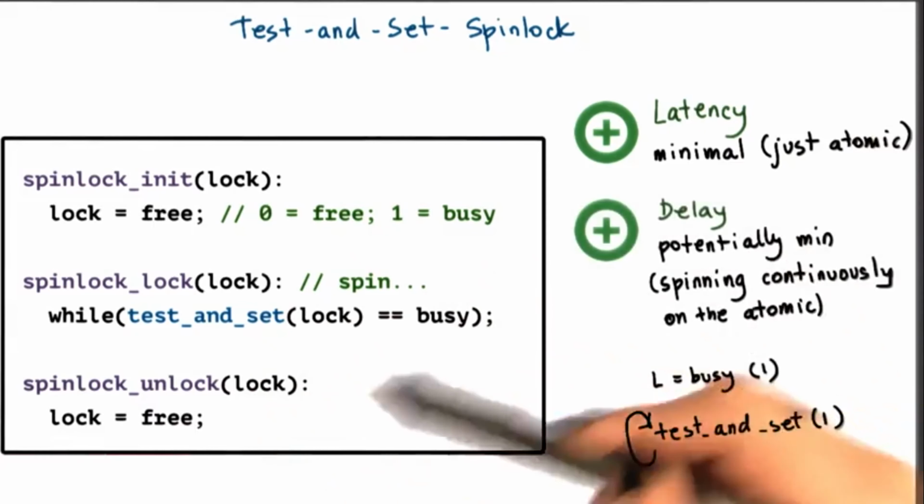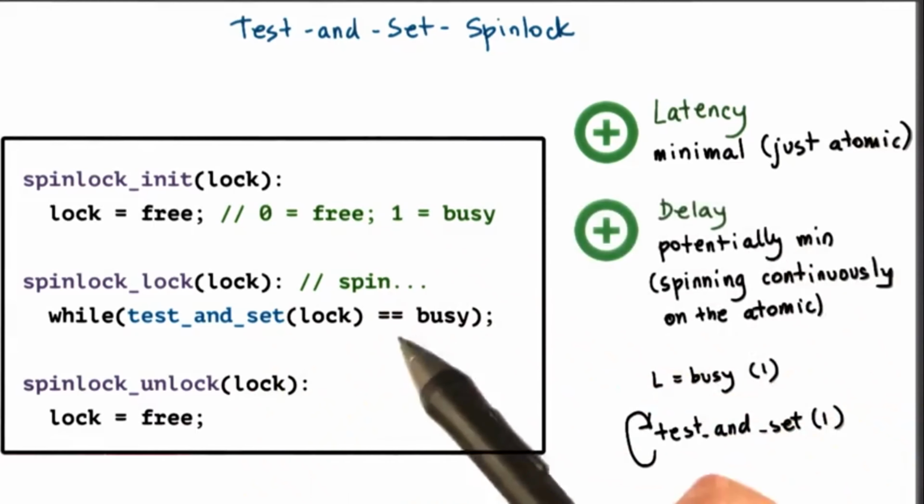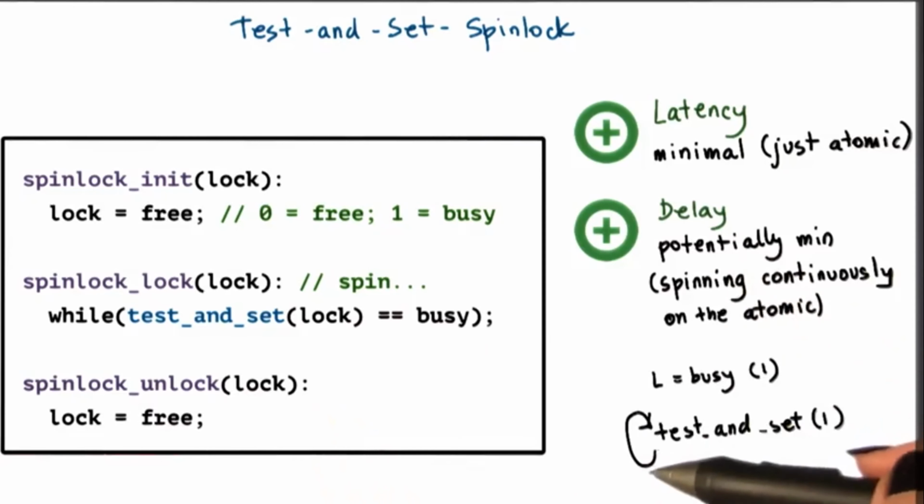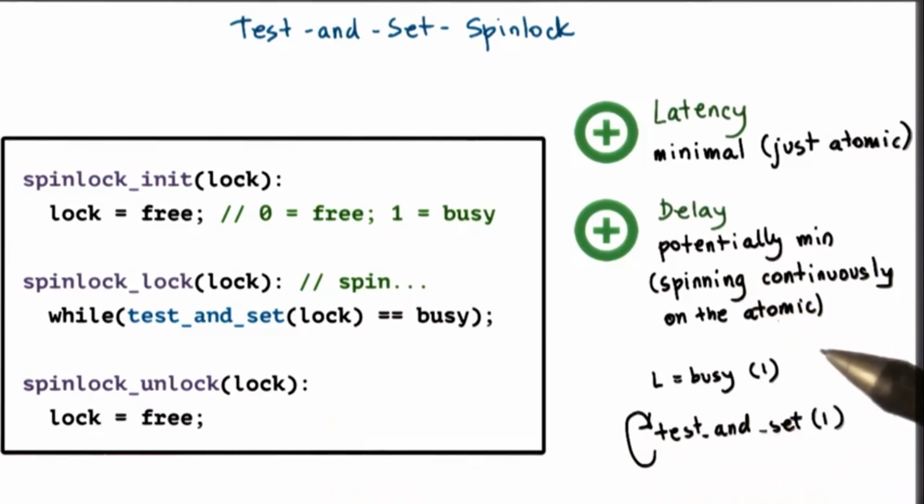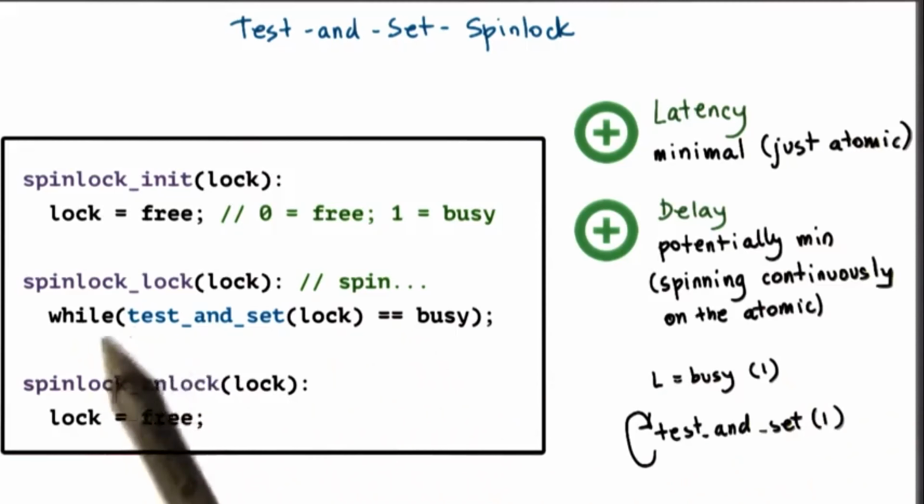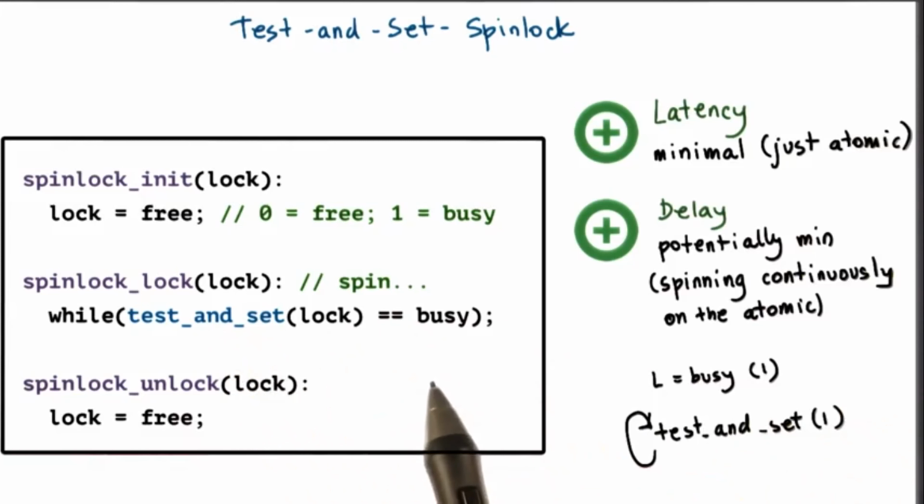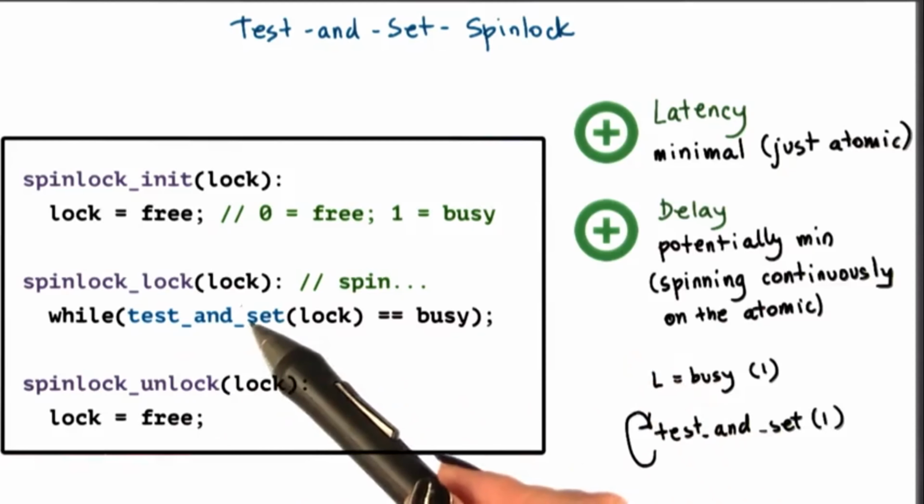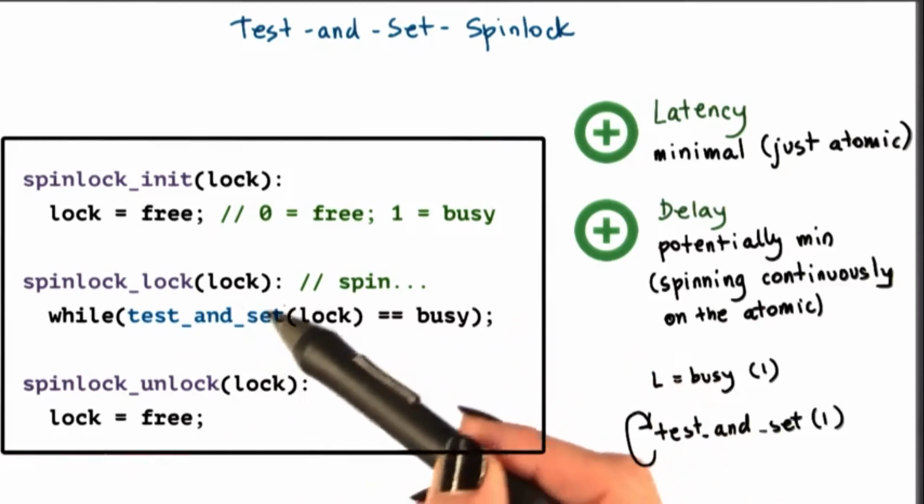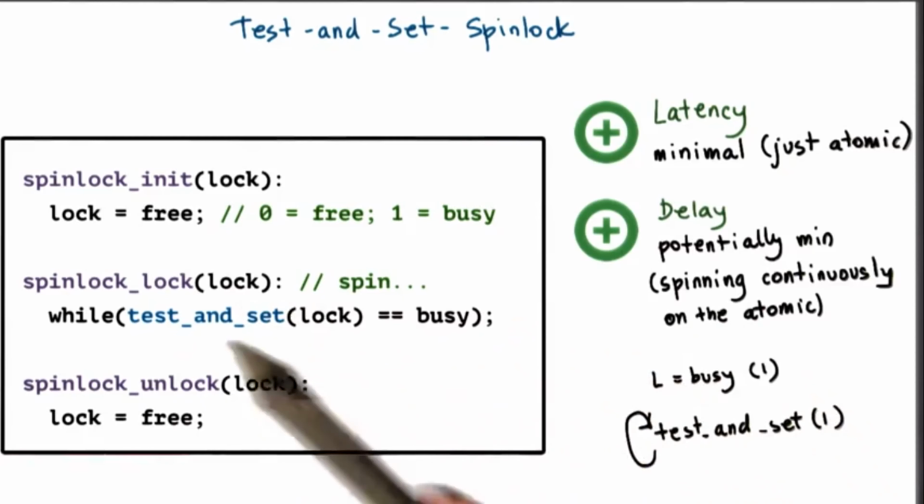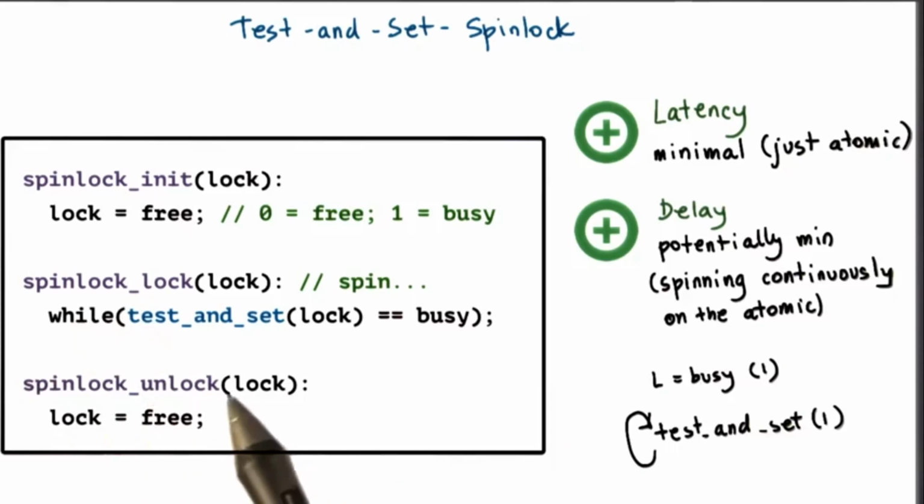Regarding delay, this particular implementation potentially could perform well because we see that we're continuously just spinning on the atomic instruction. As long as the lock is busy, test and set will return 1, will return busy, so we will remain in this while loop. However, whenever the lock does become freed, this test and set will, or at least one of them, will immediately detect that and will come out of the while loop. That single successful test and set operation also will again set the value of lock to 1, so any other test and set attempts will result in spinning again.